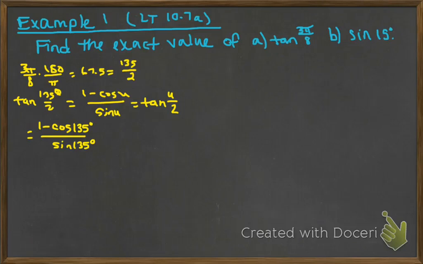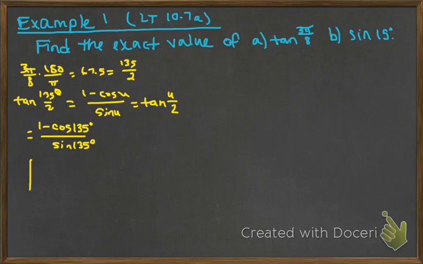Okay, so now I need to evaluate what the sine and cosine of 135 degrees is. Well, that's not on that nice sheet that I have, or that nice chart below the unit circle. So I need to do some thinking about this. So what we need to do is use reference angle.